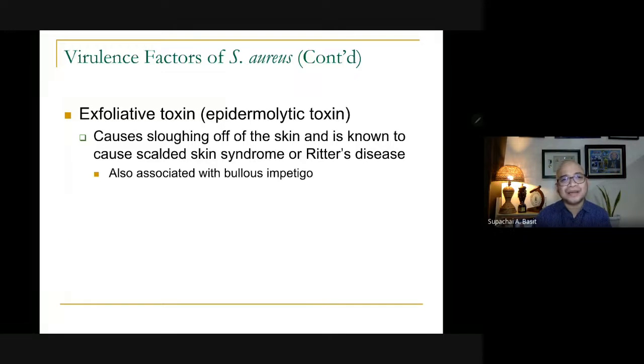Okay, so moving on with the virulence factor, Staphylococcus aureus would also have the so-called exfoliative toxin. This toxin is known as the epidermolytic toxin. What will usually happen here is that your skin will slough off and will scald. This particular disease is known as Staphylococcal scalded skin syndrome, the quadruple S, otherwise known as Ritter's disease. It may be related also with bullous impetigo. Later on, we'll have a photograph of how it looks like.